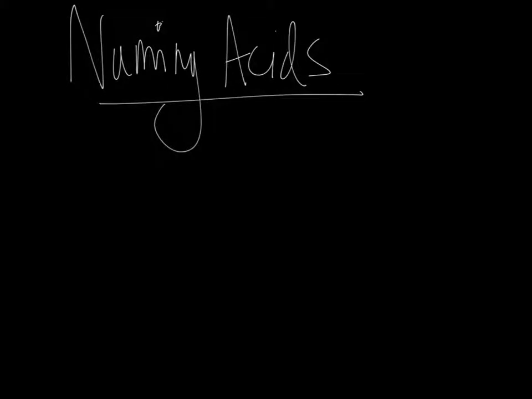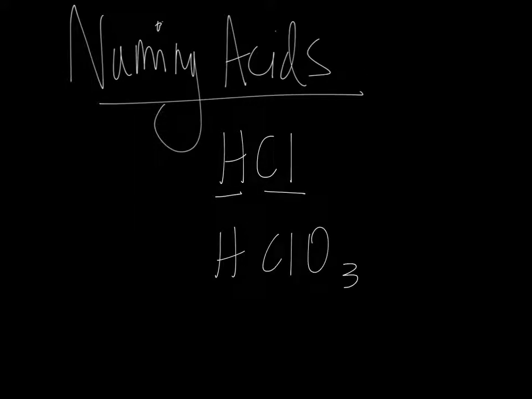Hey everyone, this video is on how to name acids. Generally, the kind of acids we'll be talking about in AP Chemistry are acids in the form of HCl, a hydrogen and one other element, a nonmetal, or not just one nonmetal, but one nonmetal plus additional oxygens. So how do we name these different types of acids?